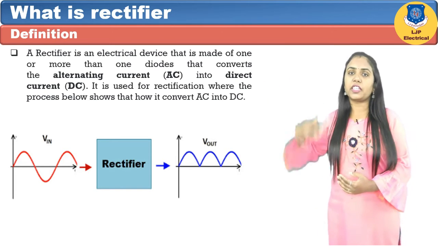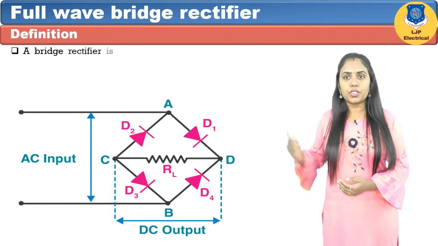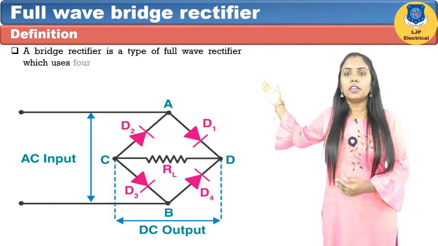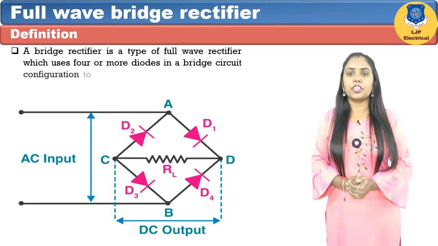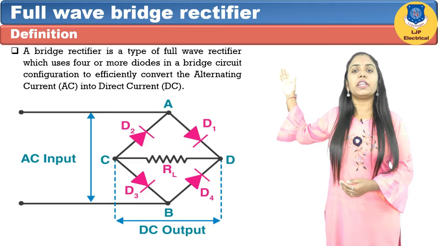Now, full wave bridge rectifier. A bridge rectifier is a type of full wave rectifier which uses four or more diodes in a bridge circuit configuration to efficiently convert the alternating current into the direct current.